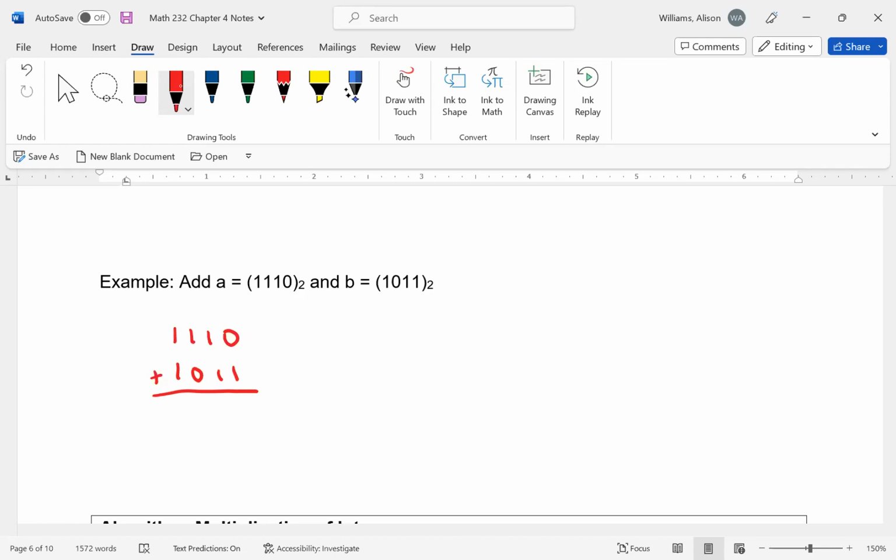So here we go. The first two numbers, 0 and 1, add up to 1. Fabulous. The second two numbers, 1 and 1, add up to 2, and that's a problem. Binary doesn't have 2s, right? So 2 becomes like a 10 almost would be.